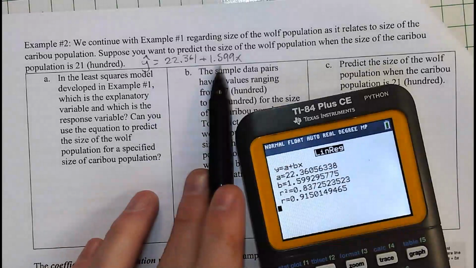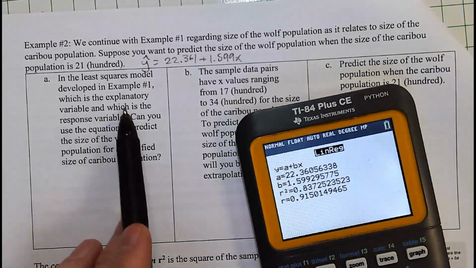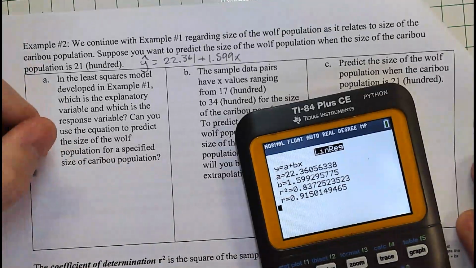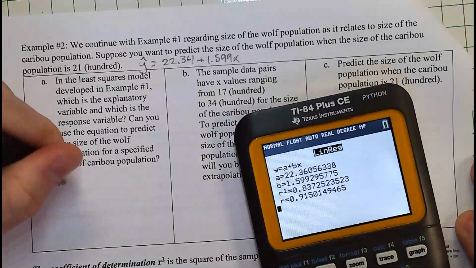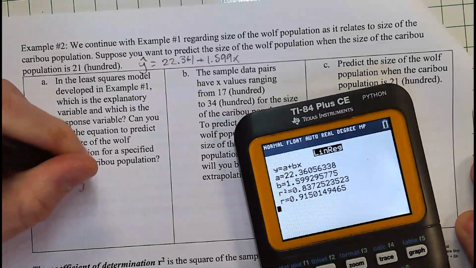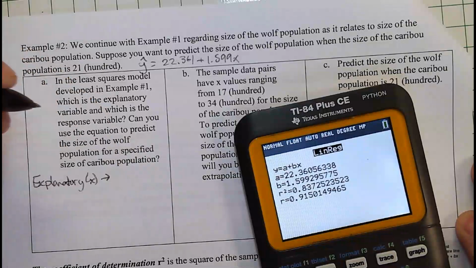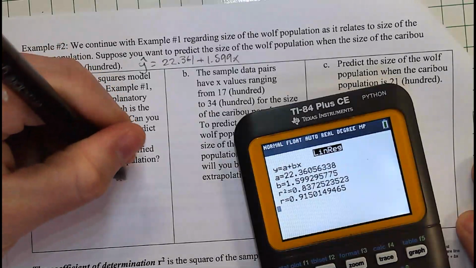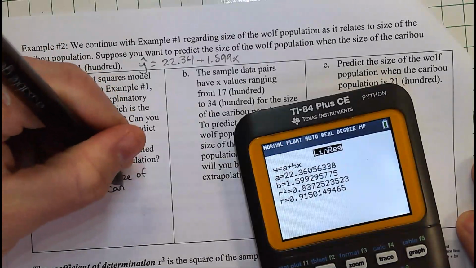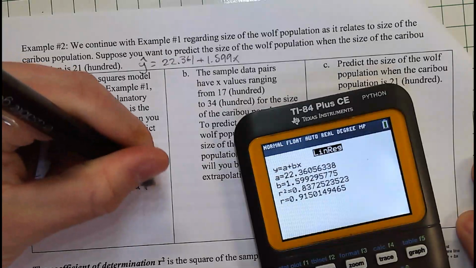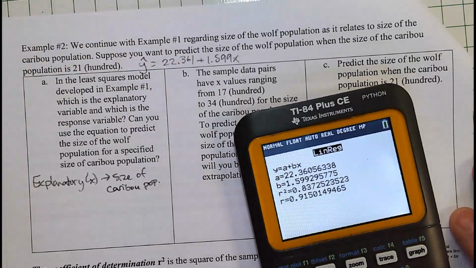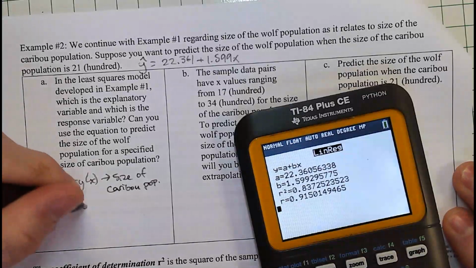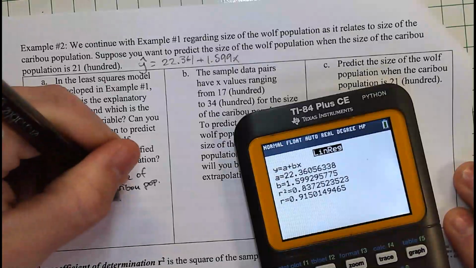That's the equation. Which is the explanatory variable and which is the response variable? So the explanatory, remember, is x. And what is x? X is the caribou population, the size of the caribou population. And then the response is y, and that's the size of the wolf population.